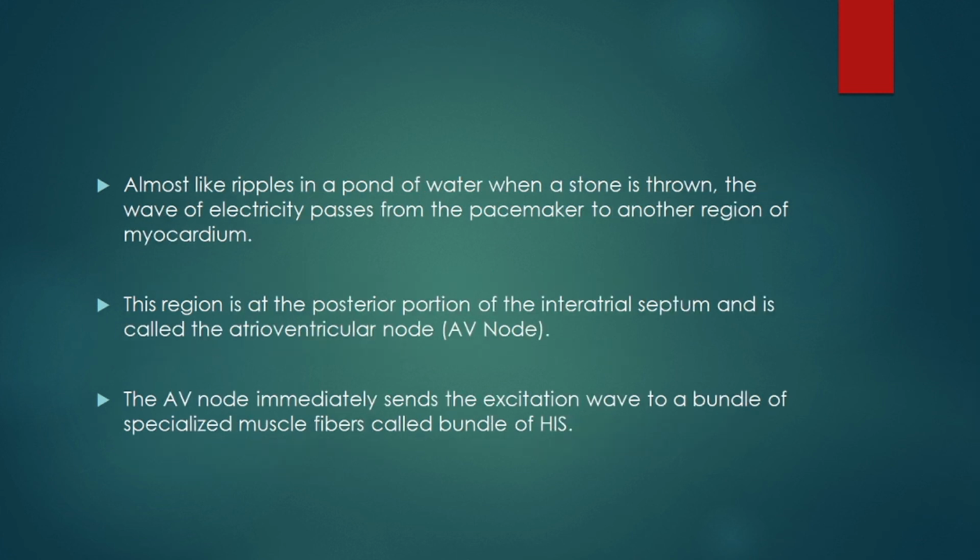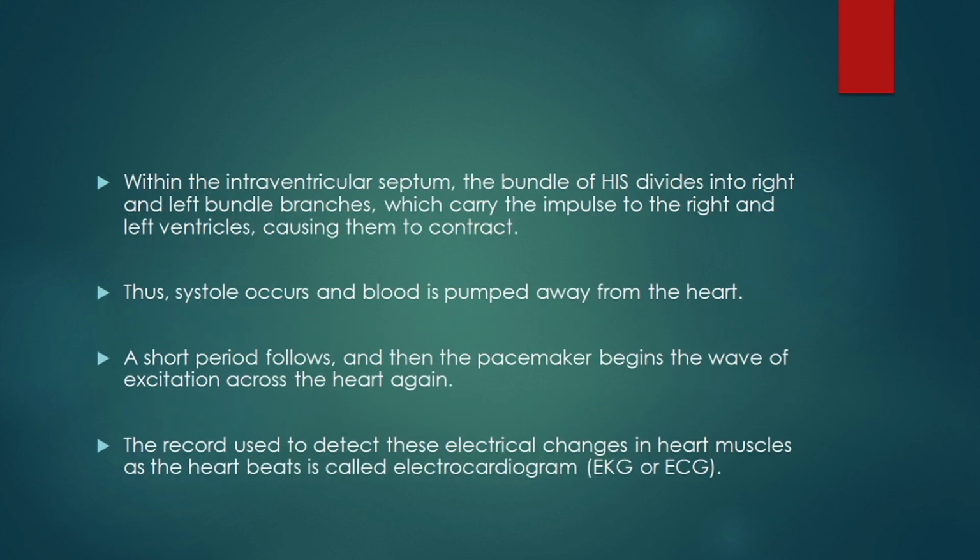Almost like ripples in a pond of water when a stone is thrown, the wave of electricity passes from the pacemaker to another region of the myocardium. This region is at the posterior portion of the interatrial septum and is called the atrioventricular node. The AV node immediately sends the excitation wave to a bundle of specialized muscle fibers called the bundle of His.